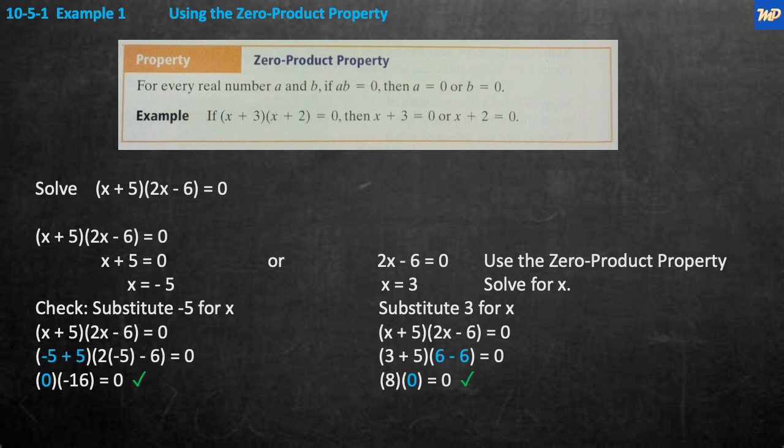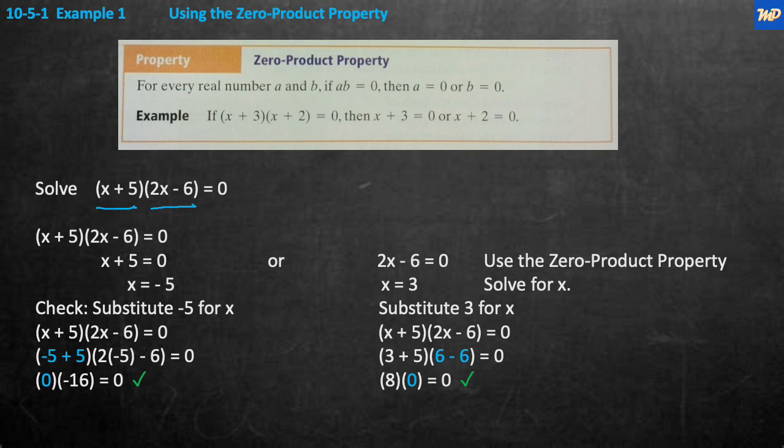It says, solve the quantity x plus 5 times the quantity 2x minus 6 equals 0. It's exactly what we have here, x plus 3 times x plus 1 equals 0. It's the same thing: two binomials multiplied together. And it says that one or the other is equal to 0. So let's go ahead and do it.